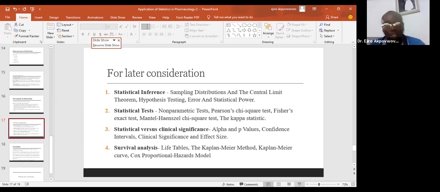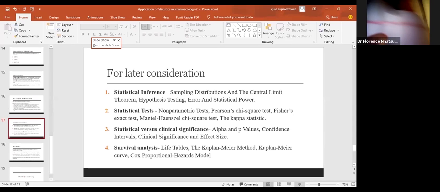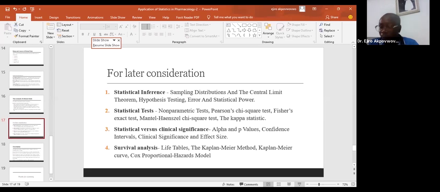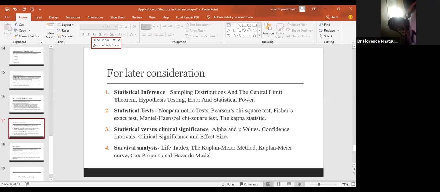For statistical inference, you have the sampling distributions and the central limit theorem. You have the hypothesis testing. You have the error and statistical power. For statistical tests, we have the non-parametric test, the Pearson's chi-square test, the Fisher's exact test, the Mantel's chi test. All of these tests have specific relevance in biomedical research. And these, in the course of our training, we want to spend more time on.